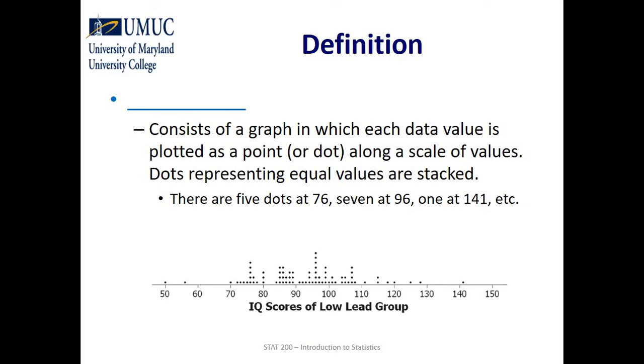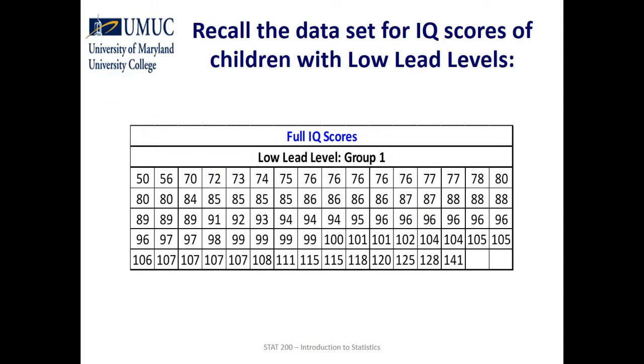Let's go back. Okay, so there are 5 dots in this graph at 76. That's right here. Why are there 5 dots at 76? Well, if we go to our data set, we have 1, 2, 3, 4, 5 values of 76.